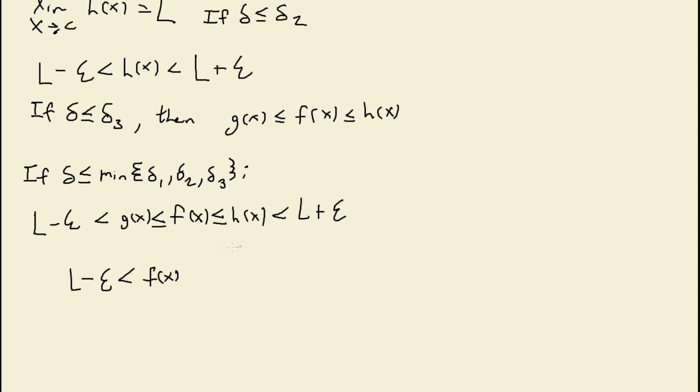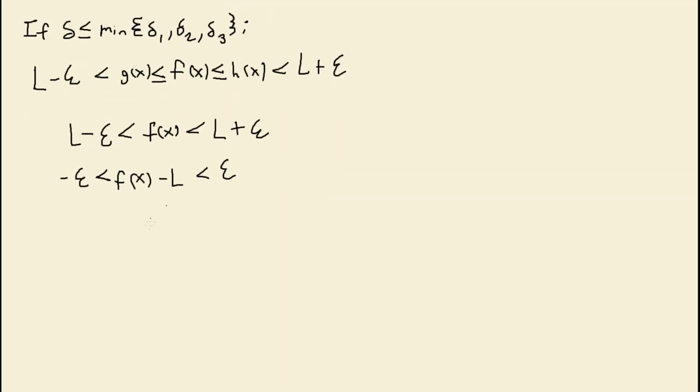And likewise on this end, it's safe to say that f of x is going to be less than L plus epsilon. And if you work backwards here, this tells us that f of x minus L is going to be less than epsilon and greater than negative epsilon. And what is this? This is exactly what we started with, the definition of a limit. This is the same thing.